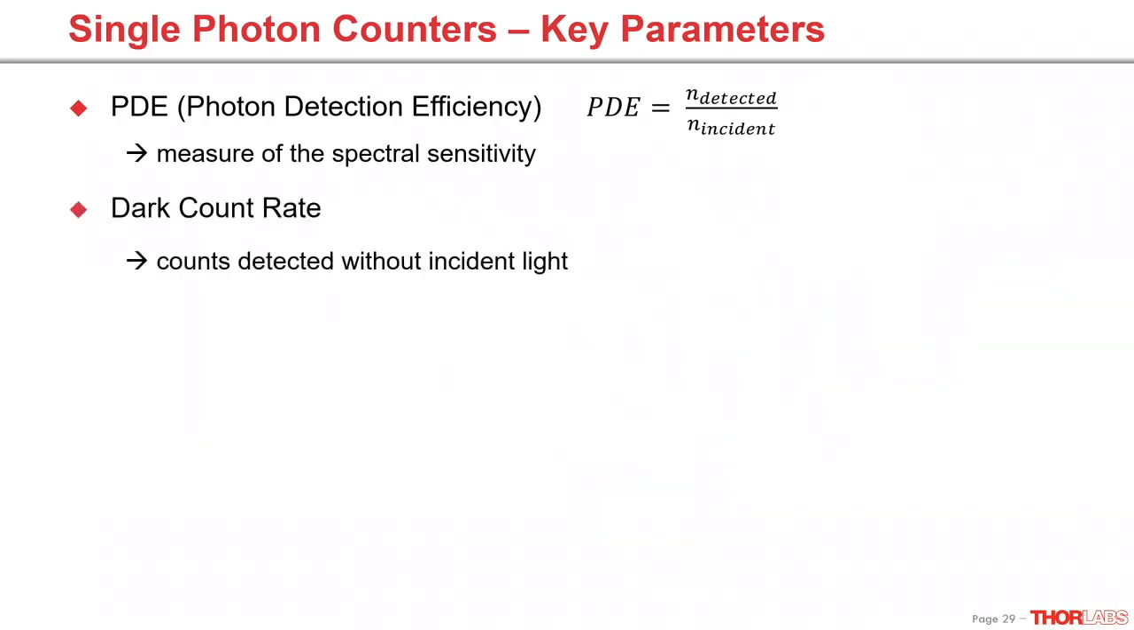This rate results from counting results without incident light, caused by spontaneous emission while the diode is biased. A typical magnitude is in the range of some tens per second up to thousands per second. To lower the dark count rate, single photon APDs are actively cooled, usually by dual stage TEC elements.